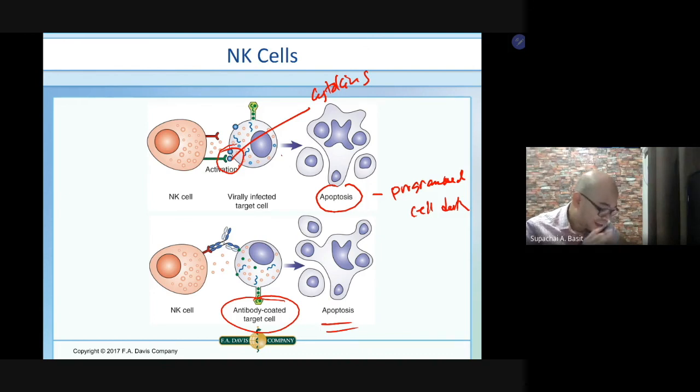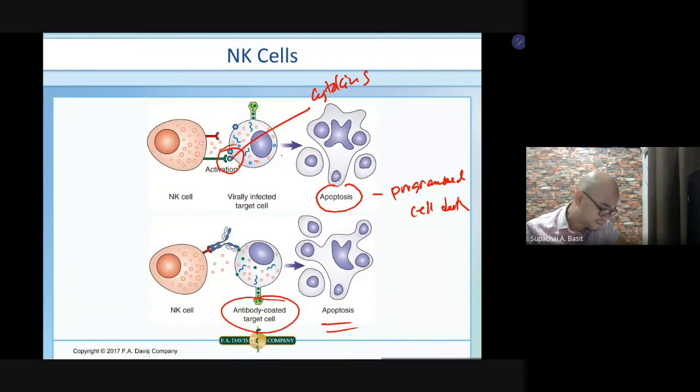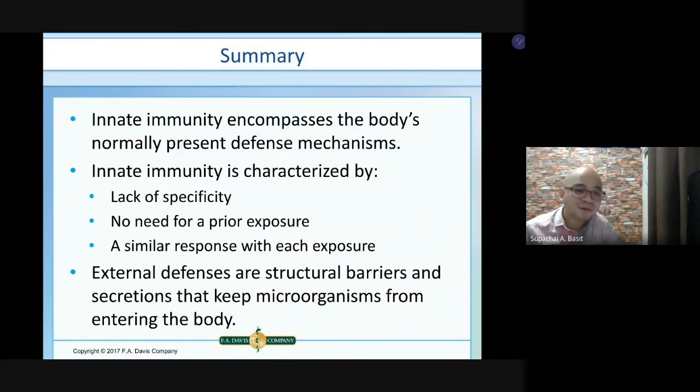Again, when you say virally infected cells, these are cells that have been infected with virus, or a target cell could also be other cells that have been infected with intracellular pathogens. So that ends our discussion of innate or natural immunity.